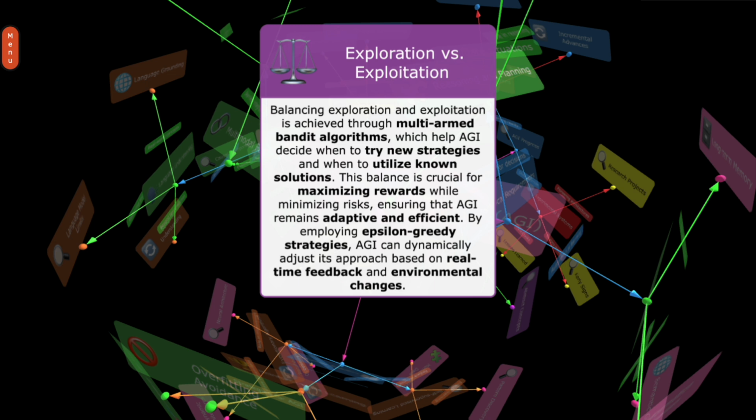Balancing exploration and exploitation is achieved through multi-armed bandit algorithms, which help AGI decide when to try new strategies and when to utilize known solutions. This balance is crucial for maximizing rewards while minimizing risks, ensuring that AGI remains adaptive and efficient. By employing epsilon-greedy strategies, AGI can dynamically adjust its approach based on real-time feedback and environmental changes.